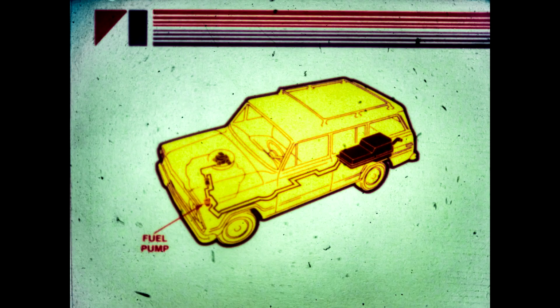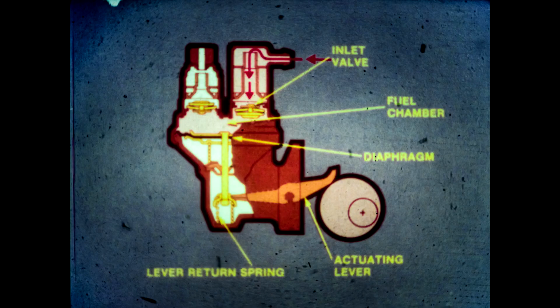The next major component in following fuel flow from the tank to the engine is the fuel pump. And here's how it works. The lever return spring holds the fuel pump actuating lever in constant contact with an eccentric on the camshaft. As the end of the actuating lever moves upward, the other end pulls the fuel diaphragm downward. This action closes the outlet valve and enlarges the fuel chamber. Fuel is drawn from the tank through the open inlet valve into the fuel chamber.